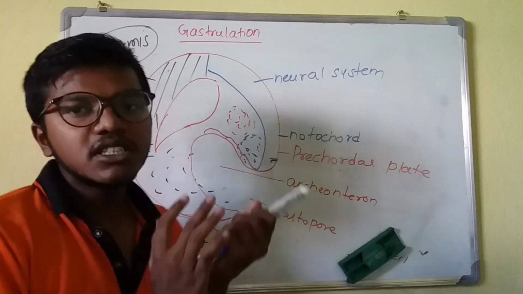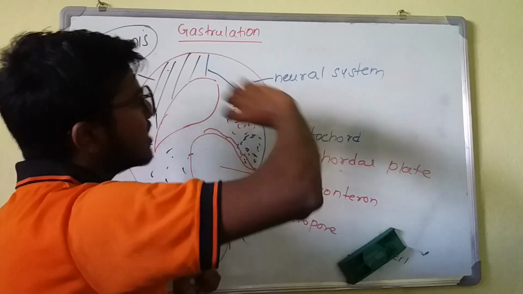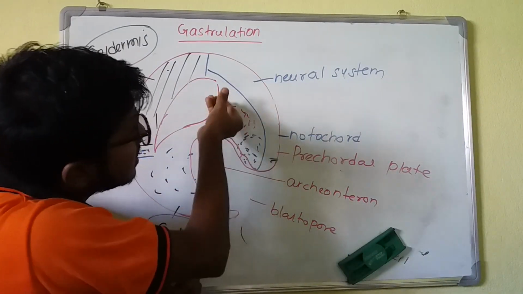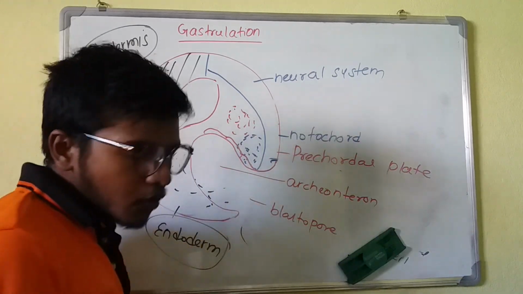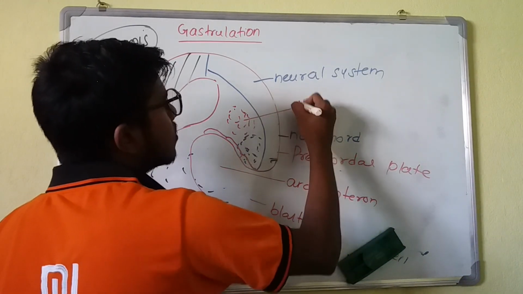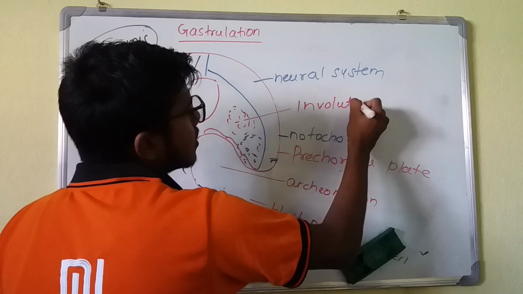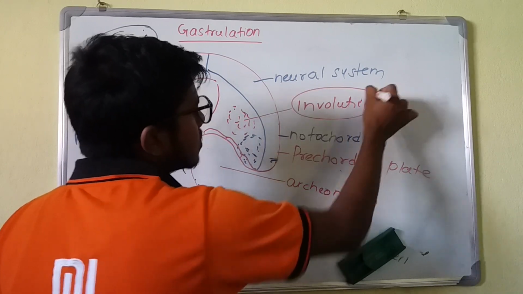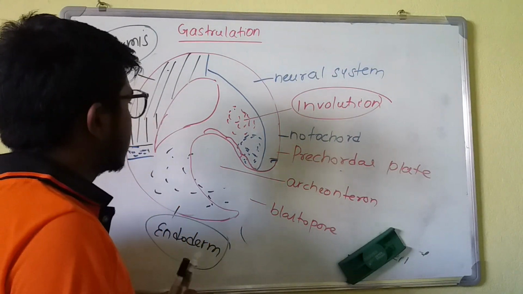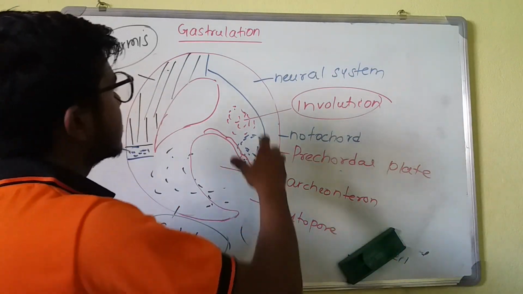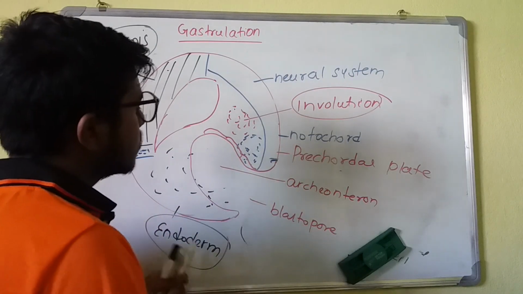So archenteron formation takes place by invagination, but at the same time the mesoderm is also rotating like this. So mesoderm formation is taking place due to the involution process. Here occurs involution, whereas on the outside it is becoming what? Invagination. So what we can see is the formation of two layers.